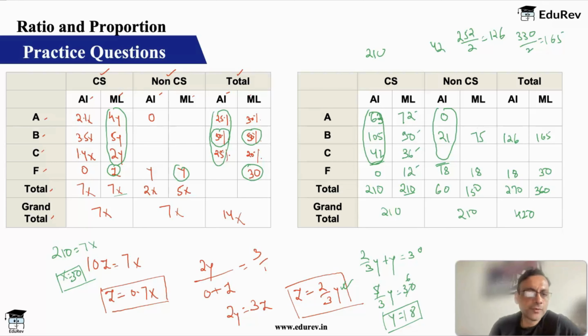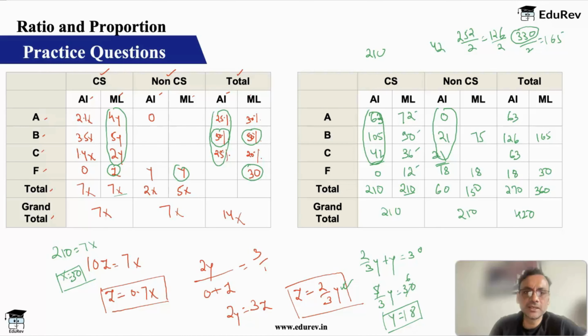Remaining, if you see, for A and C in AI, it has to be equally distributed, 25%, 25%. So 252, half I have taken, now I have to take 1/4. That means I have to take half of half, which is 63. So 63 should be here, and 63 should be here. Okay, so 63, this is obviously 0, and this is 42, so this has to be 21, so that it becomes 63. So this is filled.